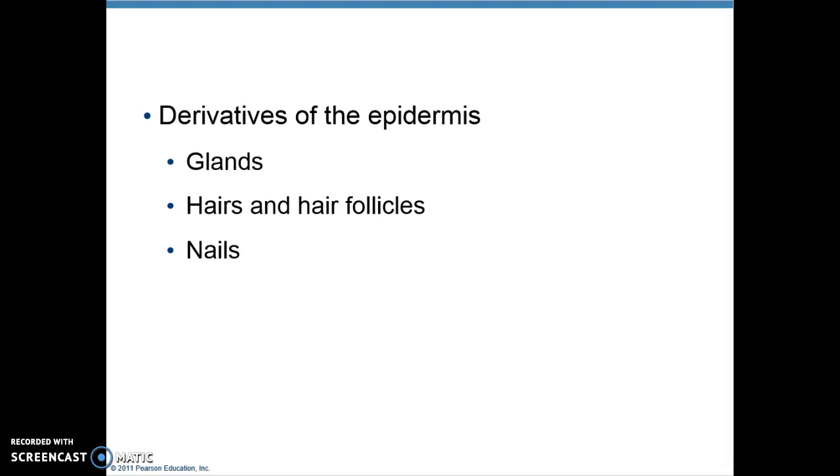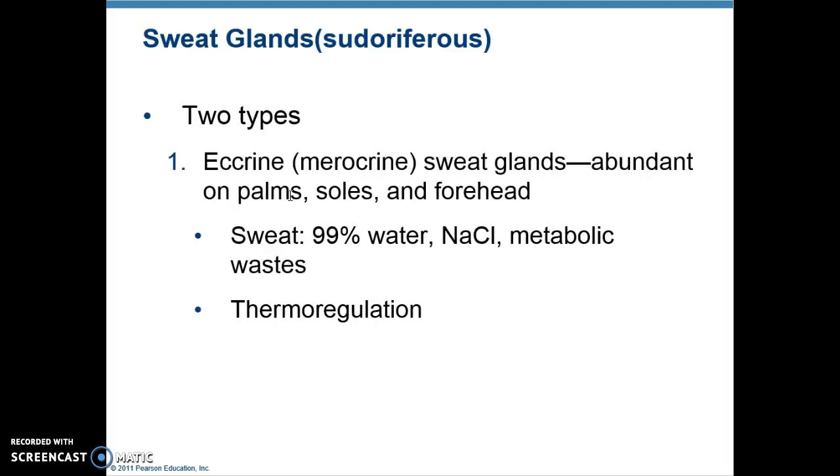We are continuing our tour of the skin. We are currently in the dermis, but now we are talking about derivatives of the epidermis. These are tissues that started out on top of the skin, and then as it developed, they invaginated or grew down into the skin and became things like glands, hair follicles, and nails. Glands are really what we're going to spend most of our time on.